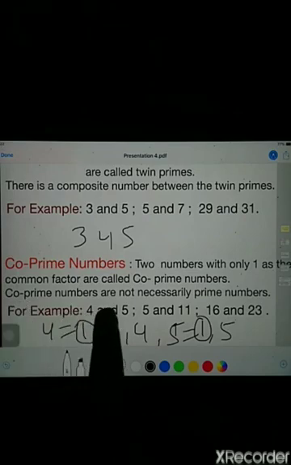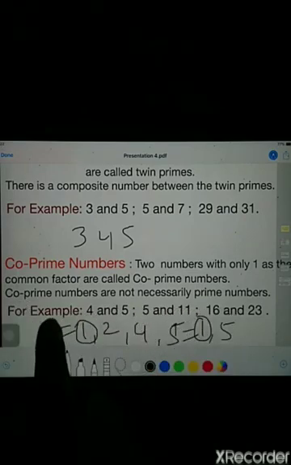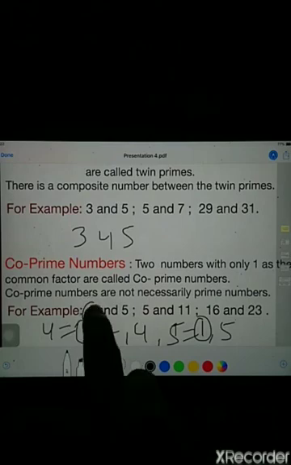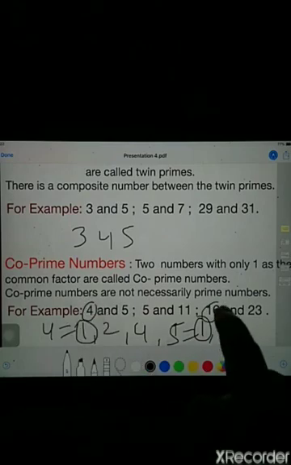Co-prime numbers are not necessarily prime numbers. This is not necessary, because 4 is not a prime number. Here 16 is not a prime number.